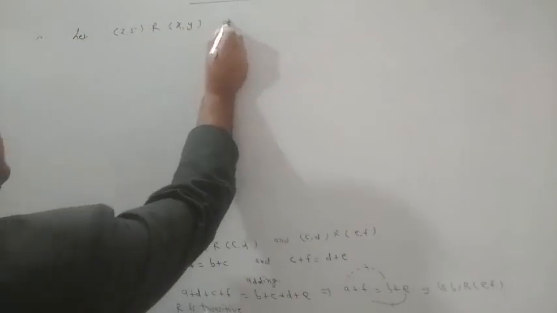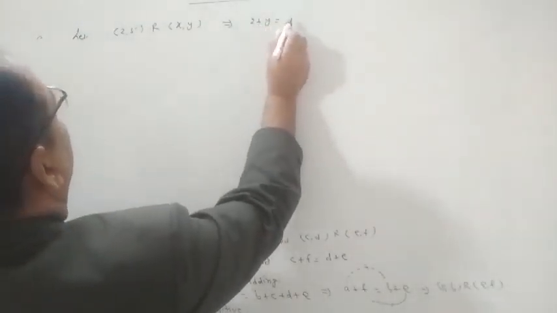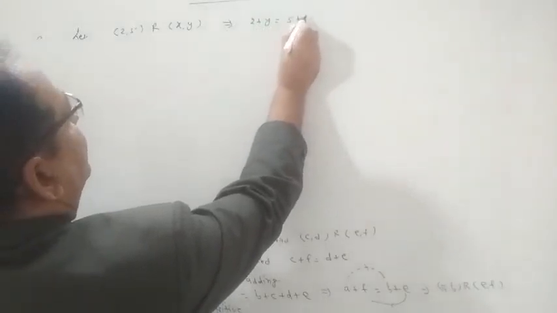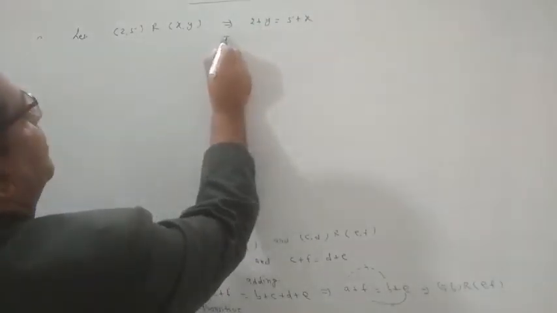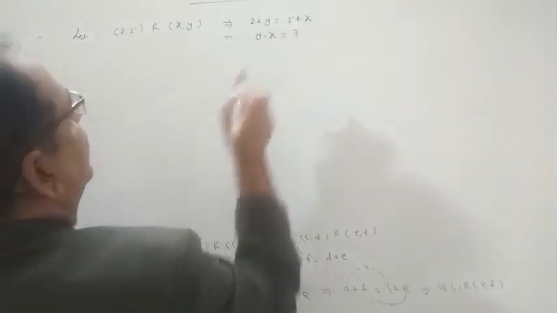Let (2, 5) be related to (x, y). This implies that 2 plus y equals 5 plus x. This implies that y minus x equals 3.